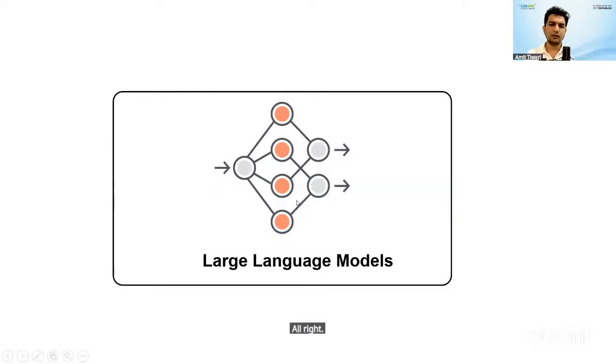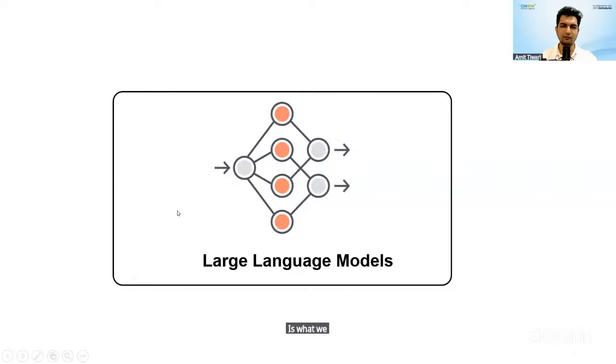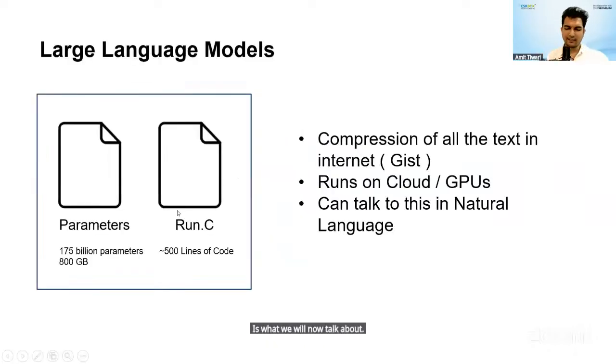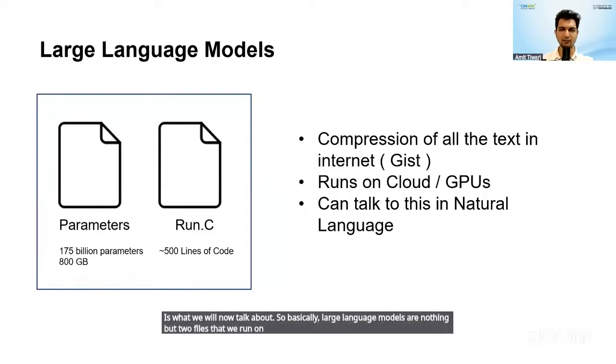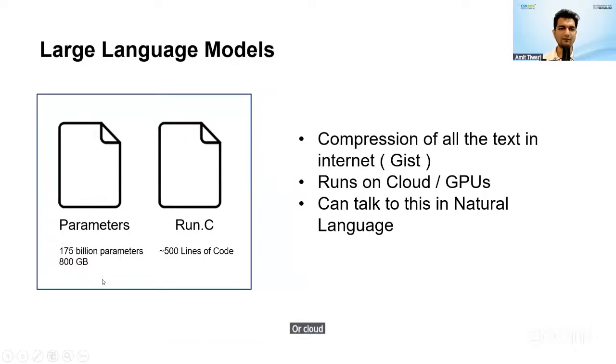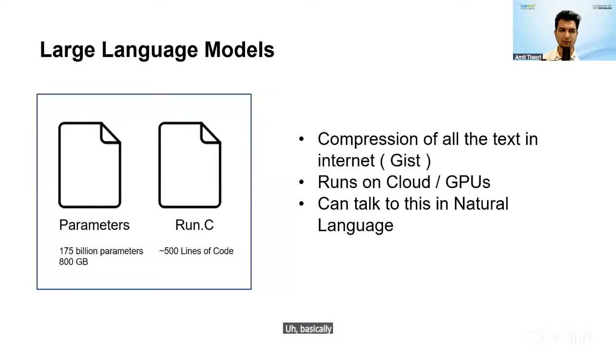All right. So it predicts all these tokens and words by these large language models. We have already told about it, but what is inside these large language models and how can we make one is what we will now talk about. So basically, large language models are nothing but two files that we run on GPUs or cloud. One file is a parameter file, which we obtain by compressing all the text that is there on the internet, basically taking the gist of all that text.